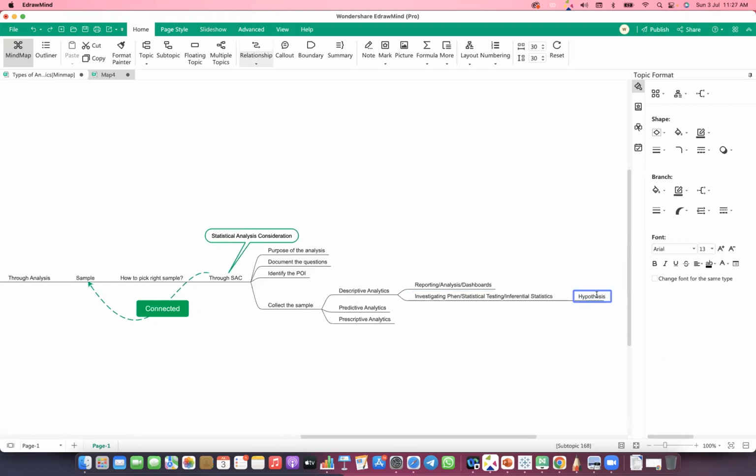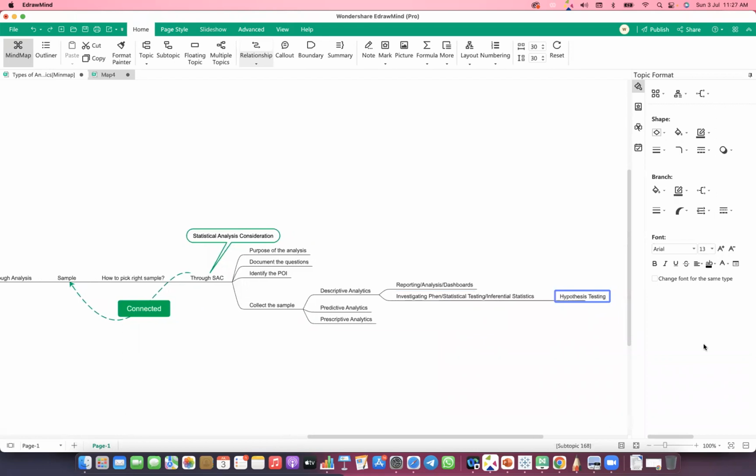Hypothesis testing. Before going with hypothesis testing or data analysis, what are the things we need to do? Is there any procedure we need to go for? Based on the purpose of analysis, we are collecting the sample. That's what I'm calling data collection. Data collection is the first step.